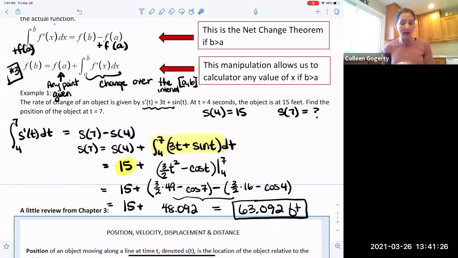Okay. Now, all of this work would still be the same thing as us going back and saying, okay, well, let's take the antiderivative of this.